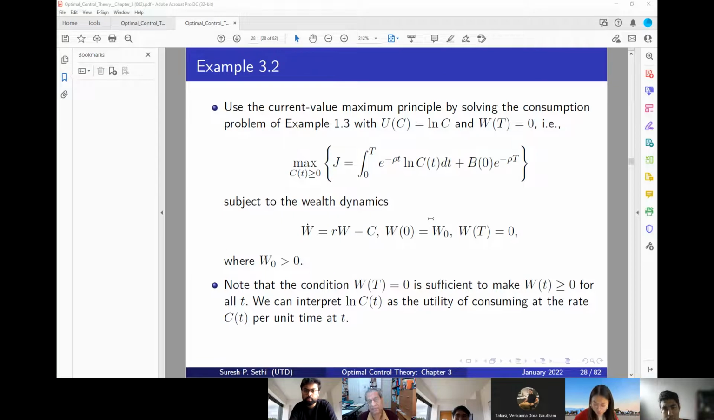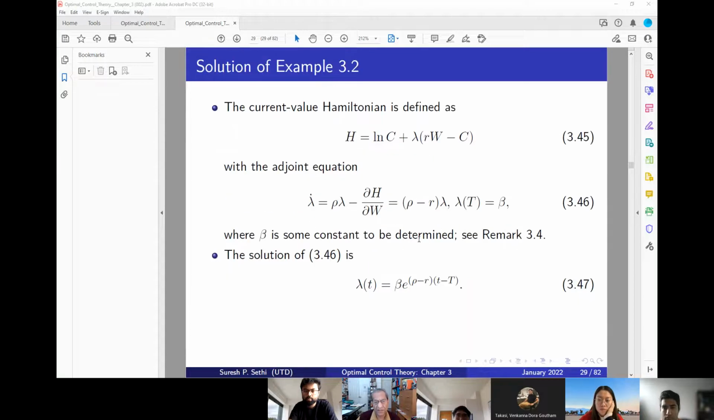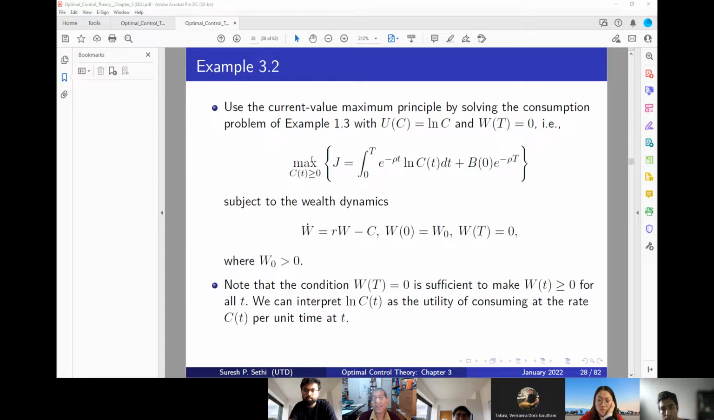Now, several examples. So we're going to start with examples. We're going to do the first example to use the current value maximum principle. By the way, this example is going to be an important example because it will run through the entire book. Every time we have a different formulation, we'll use this example to illustrate something. And it'll go all the way to the stochastic chapter, chapter 12, when we will introduce stock market. Because right now, there's no stock market.